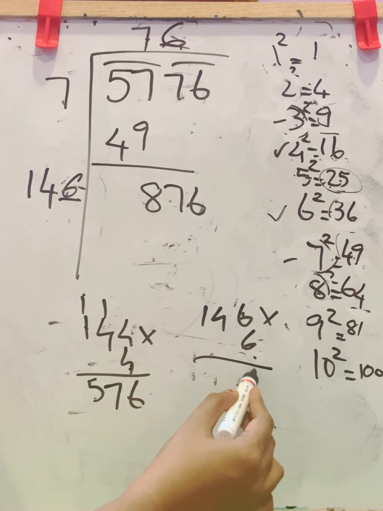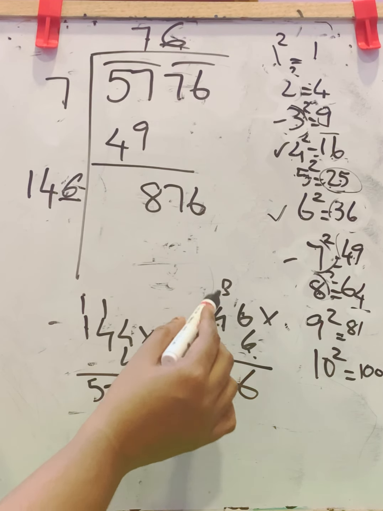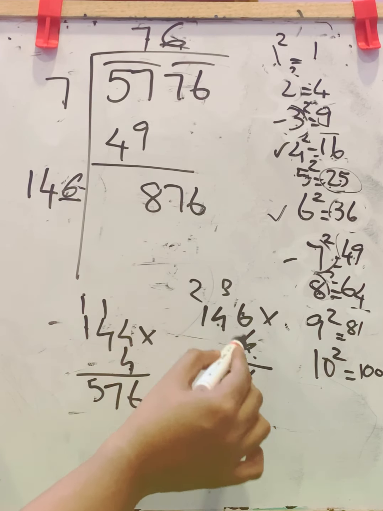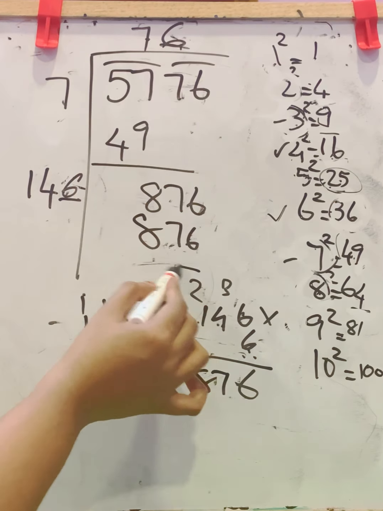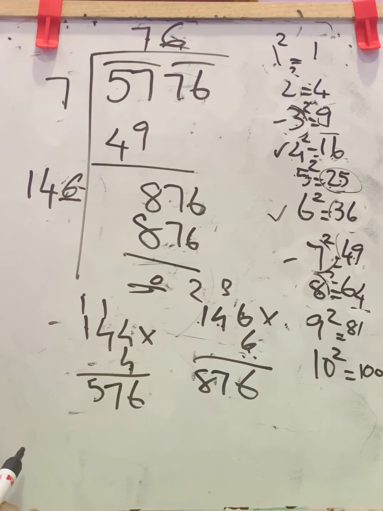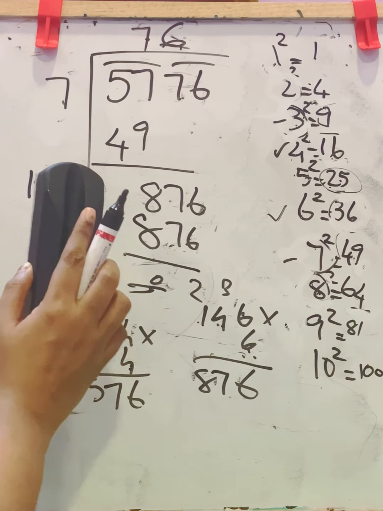6 6s are 36. 6 4s are 24 plus 3, 27. 6 1s are 6 plus 2, 8. Yes, 876. This is the correct answer. 76. Root 5776 is 76.